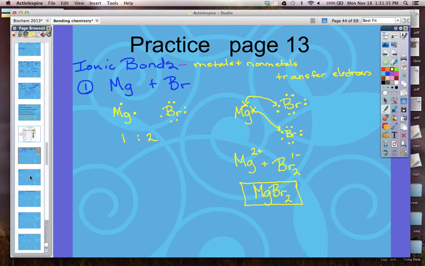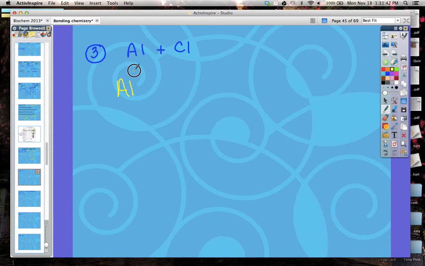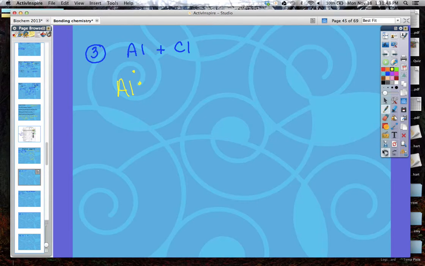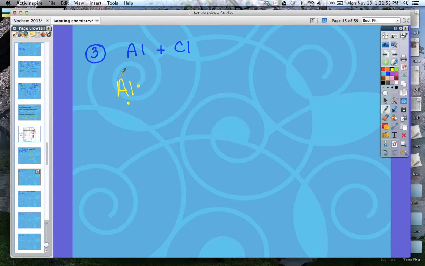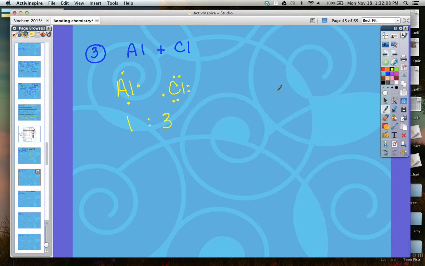If we look at number 3, it is aluminum and chlorine. So aluminum off the periodic table is Roman numeral 3, so it has 3 electrons. Those are 3 horribly placed electrons. Let's fix that. 1, 2, 3. Chlorine, if I look at it, has 7 electrons, which means that chlorine can only take 1 right here. And aluminum has to get rid of 3, so I'm going to need 1 of these, and I will need 3 chlorines to take all those electrons. So redraw my model.